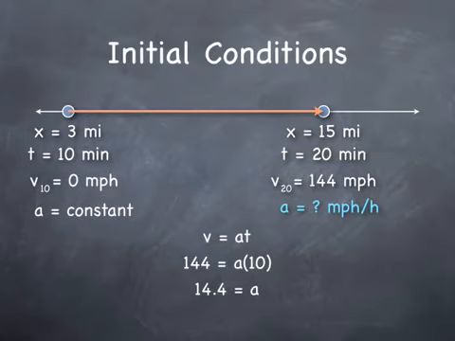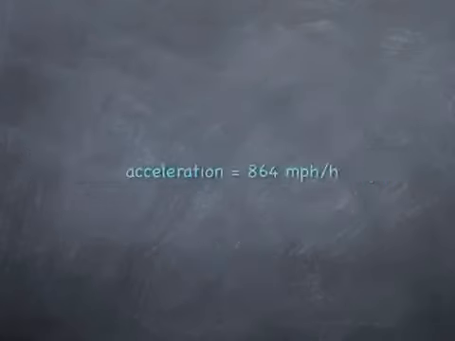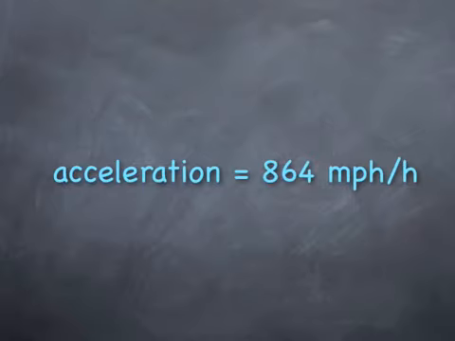Answers aren't that useful without units. What does the 14.4 mean? Well, velocity is in miles per hour, and time is in minutes, so our units are 14.4 miles per hour per minute for the acceleration. That means that every minute you drive along, you're going 14.4 miles per hour faster than you were 1 minute ago. Let's multiply this by 60, and the acceleration is 864 miles per hour per hour. That is our final answer.